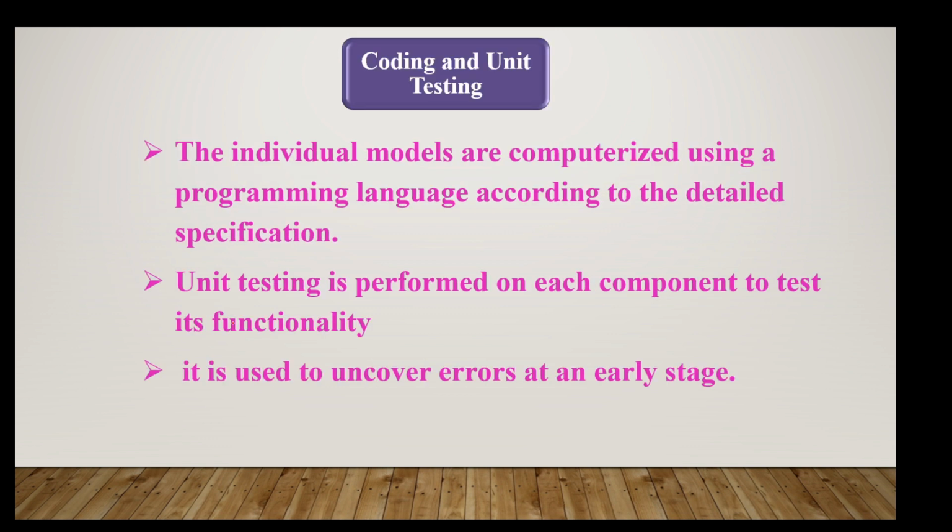Next one is coding and unit testing. Here the individual modules are computerized using a programming language according to the detailed specification. So according to the specification, the computerized modules are prepared here using the particular programming language. Next, unit testing. After developing the computerized modules, unit test is performed on each component. Unit test is performed to test whether the component is functioning properly or not.